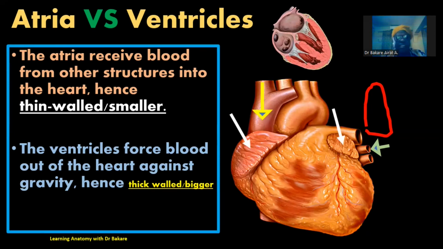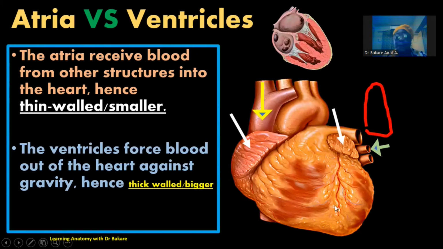And you expect that this region will be thick-walled and of course bigger because this movement is against gravity. You can see the way the aorta is directed upward, and also the pulmonary artery is directed upward. So this region needs to be big and also muscular so as to be able to execute the function of pumping blood out of it to supply either the lungs or the different organs in the body. And that is why you see that the ventricle is bigger, is thick-walled, and also is more muscular.